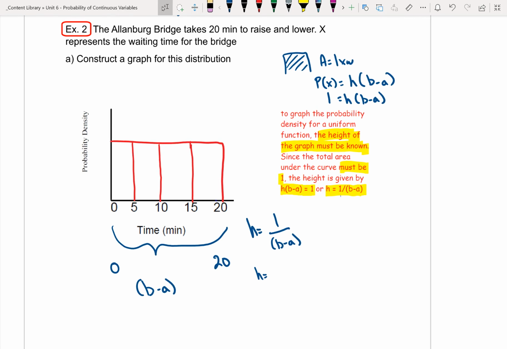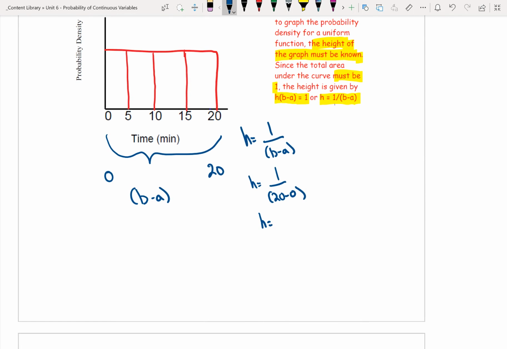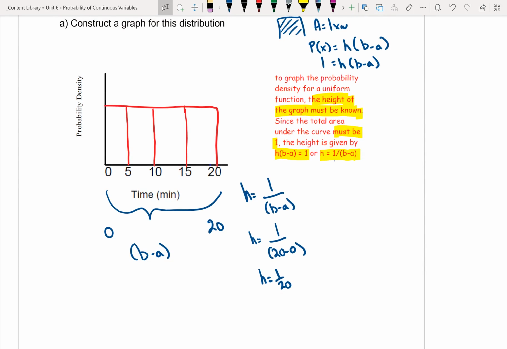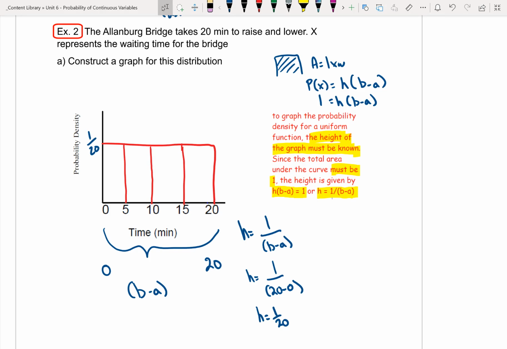So I do 1 divided by 20 minus 0. I get h is equal to 1 out of 20. So that means that my height, in this case of the graph, is 1 over 20. So that means it doesn't matter where or what time I'm at, the probability is 1 out of 20. Or the probability that I'm going to be waiting any amount of time is 1 out of 20.